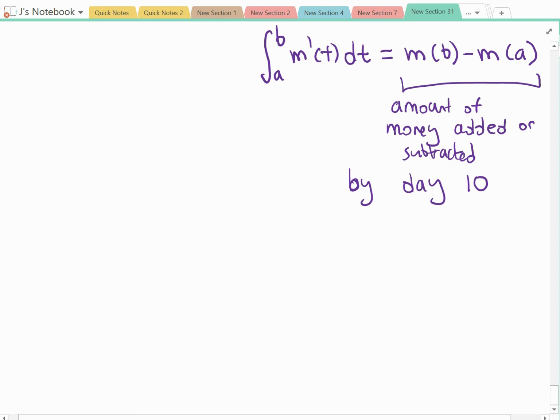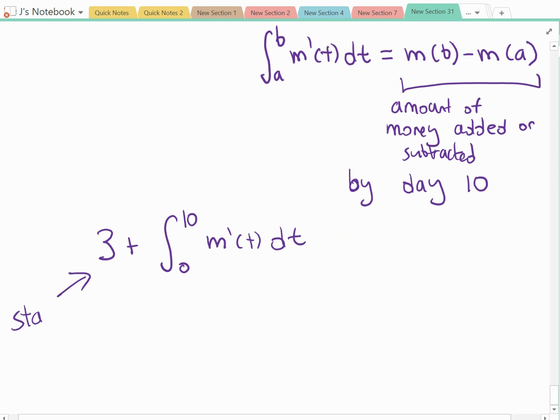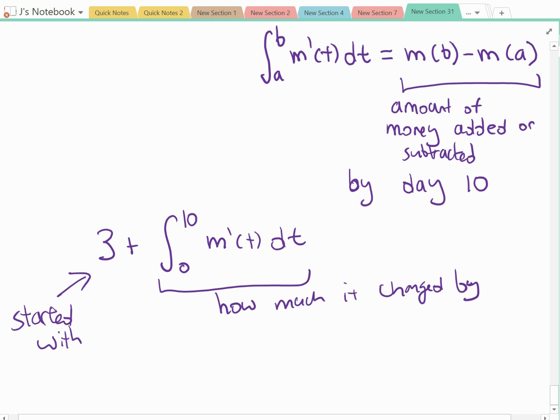So in that case, if we started with 3, 3 plus the integral from 0 to 10 of M prime of t dt, this is what we started with. And the second part is how much it changed by. What is that? What we start with plus how much it changed by. So how much money is in your account plus how much you're going to get paid next week. If you don't spend anything, that's going to be how much money is in your bank account, right? So that's the total amount of money on day 10. Assuming you don't spend anything.